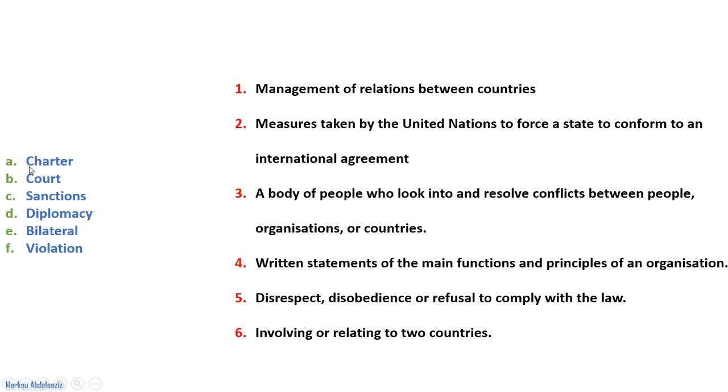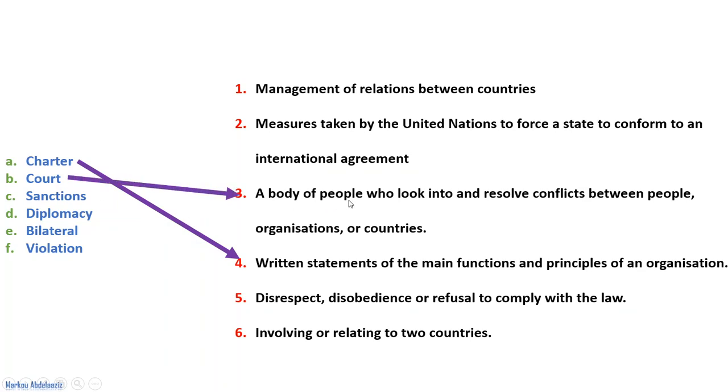So here we explain some words, like charter, which I explained, and court. Sanctions, we are going to see what sanctions are. Diplomacy, bilateral, and violation. So what is a charter? We said it's a written statement of the main functions and principles of an organization. That's what we call a charter.